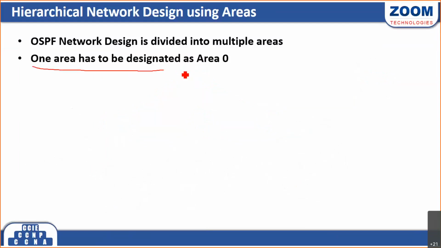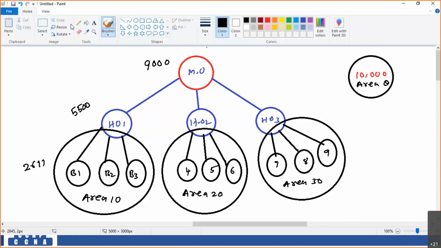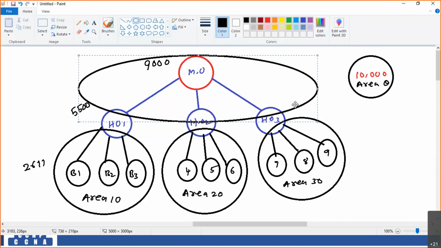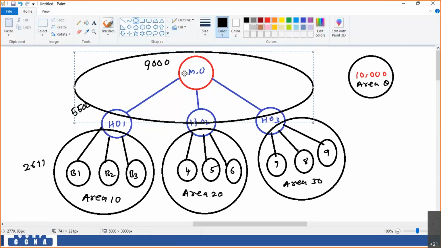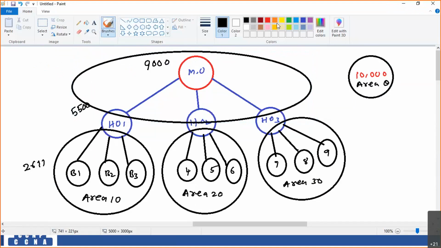But what is the logic here? One area has to be designated as what? Area 0. So area 0 must be there. So let me dedicate area 0 like this. Main office is area 0. This area 0 we call the backbone area. After areas are designed, what is the advantage of these areas? Now in area 10, how many routers are there? Branch 1, branch 2, branch 3. Three routers, right? As per this diagram, three routers.